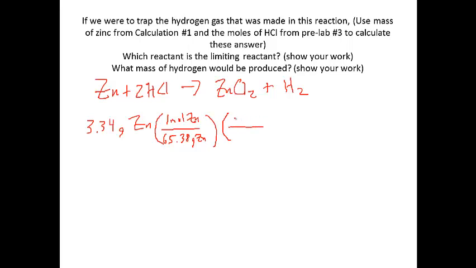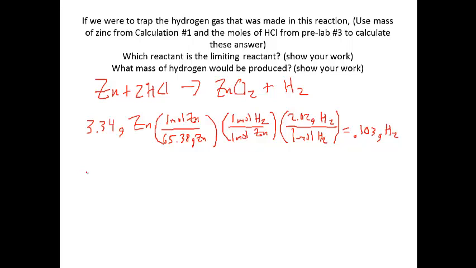Since I want to find hydrogen in the end, I'm going to go to hydrogen. So 1 mole hydrogen for every 1 mole zinc. And then 2.02 grams of hydrogen for every 1 mole hydrogen. When I do that, I get 0.103 grams hydrogen.